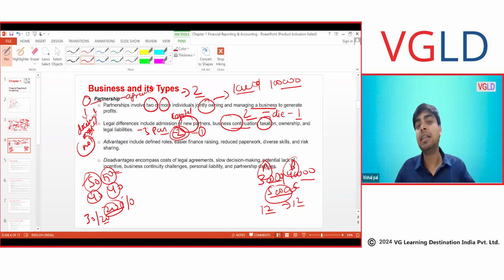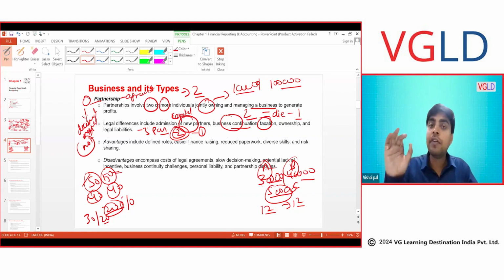Or let's say a new person is admitted. There were three partners earlier, now there are four partners. In that case also, this will be a new partnership. Clear? You can continue with the old name.